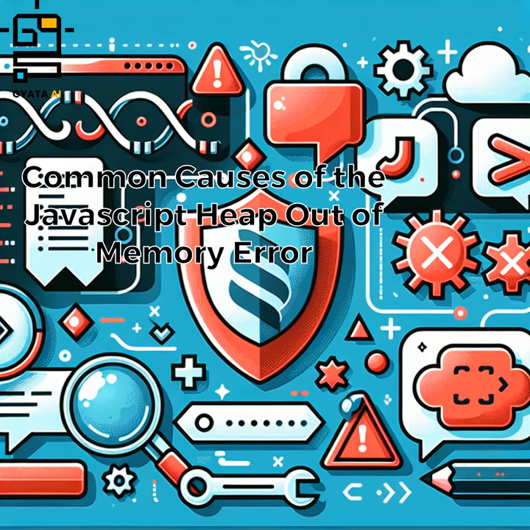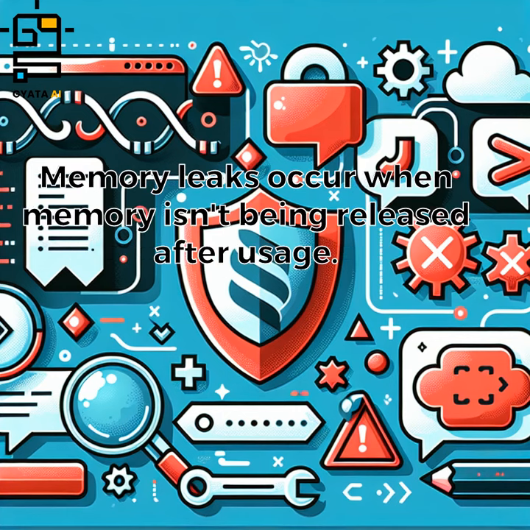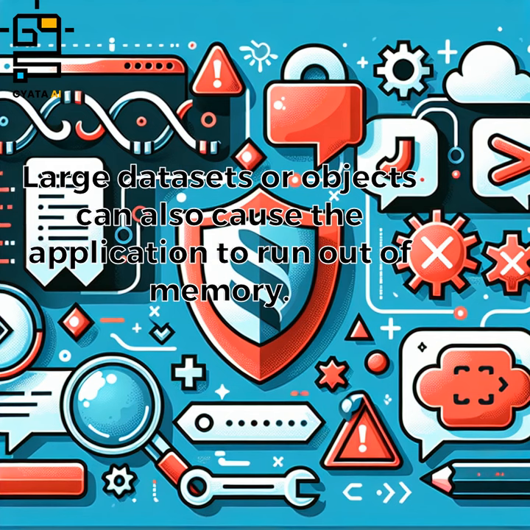Common causes of the JavaScript heap out of memory error: memory leaks, large datasets, and large objects can trigger the error. Memory leaks occur when memory isn't being released after usage. Large datasets or objects can also cause the application to run out of memory.